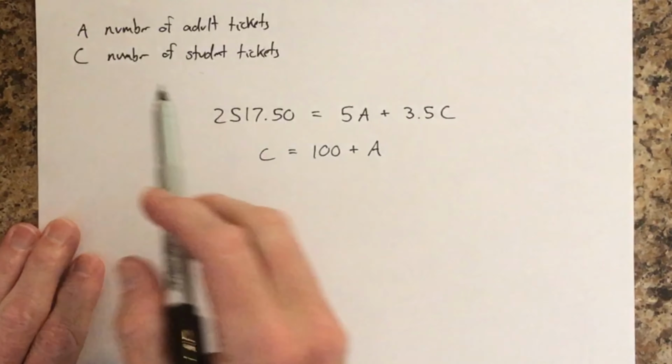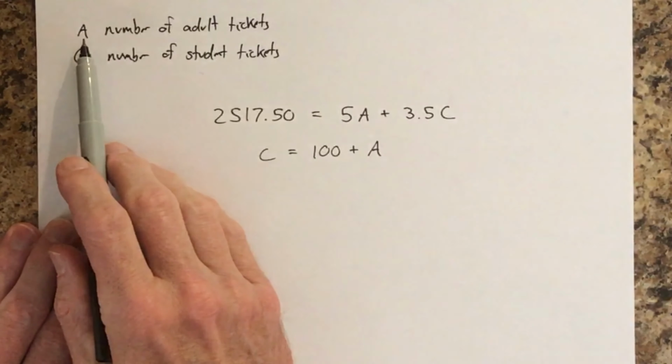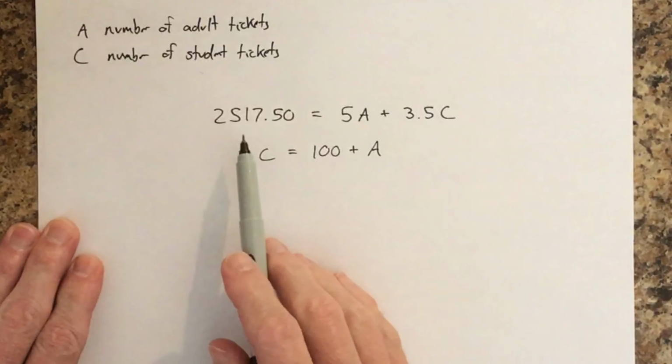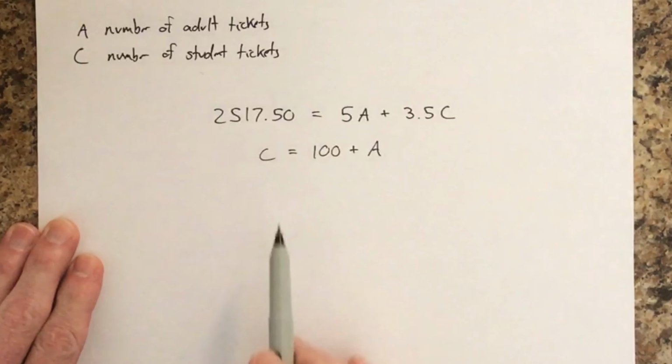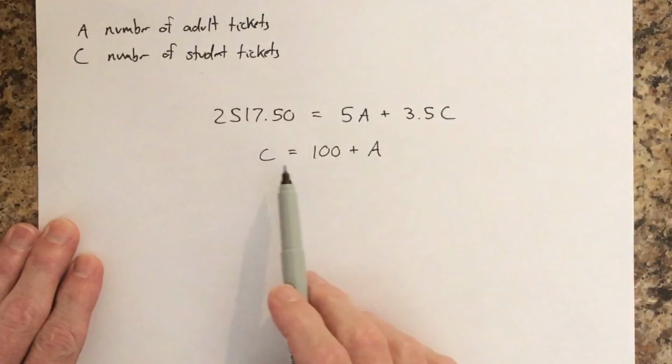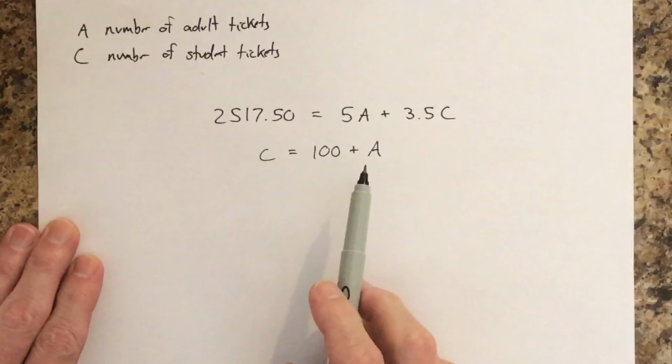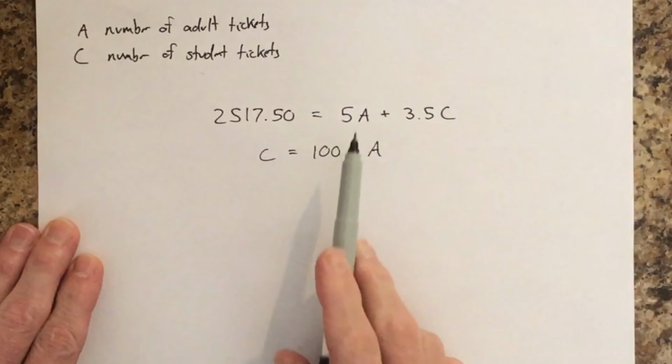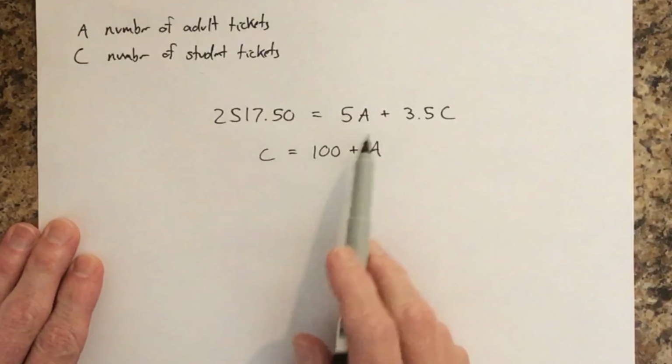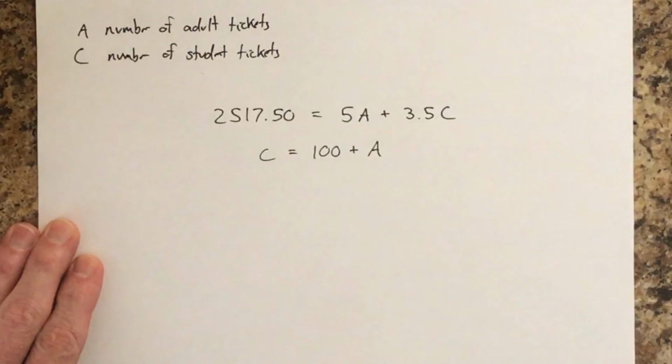Okay. I've reminded us what A stands for and what C stands for, and I've copied down our two equations. Notice we have two equations with the same two unknowns in them. That makes this a system of two equations with two unknowns. In many ways we could go about choosing to solve this. I'm going to choose to solve this by the method of substitution. Substitution as in to replace.